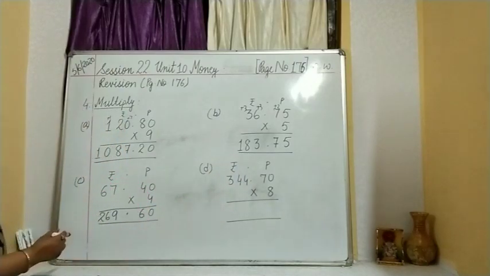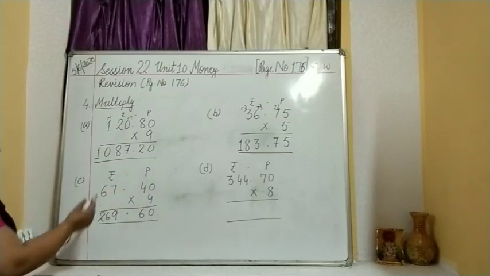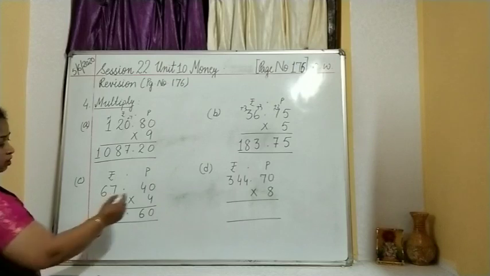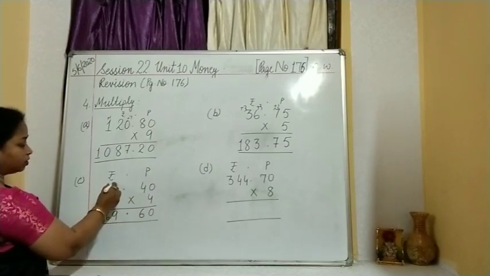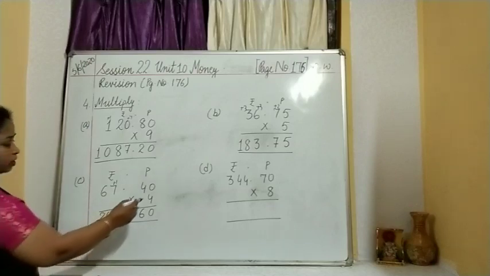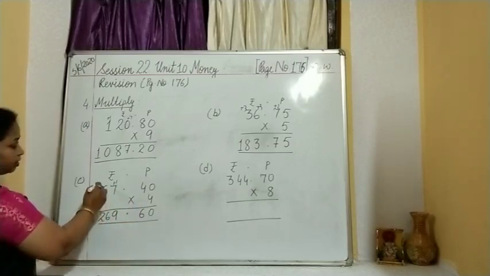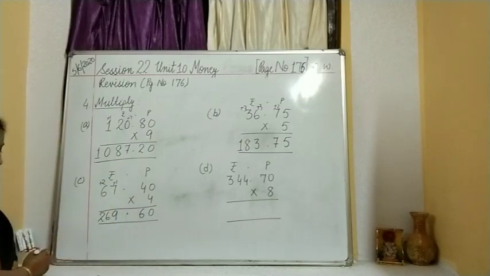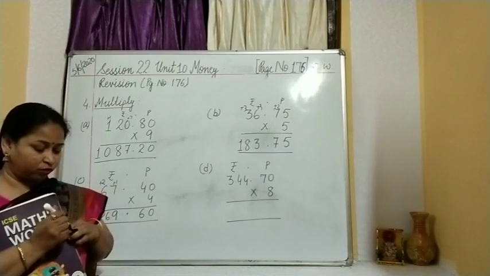Then come to question number C. Rupees and paise column arranged. 67 rupees 40 paise multiplied by 4. 4 zeros are 0, 4 4s are 16. So 6 over here, 1 carried. Okay. 4 7s are 28 plus 1, 29. Right here 9 plus 2. 4 6s are 24 plus 2, 26. 269 rupees 60 paise. And what about this question? Of course you have to do it.